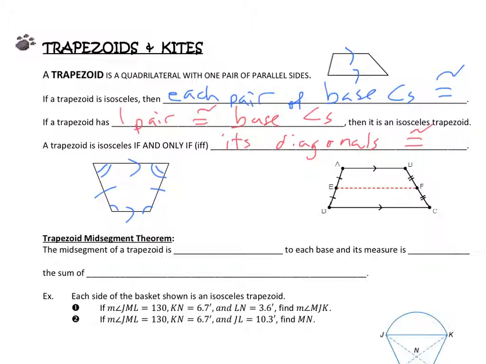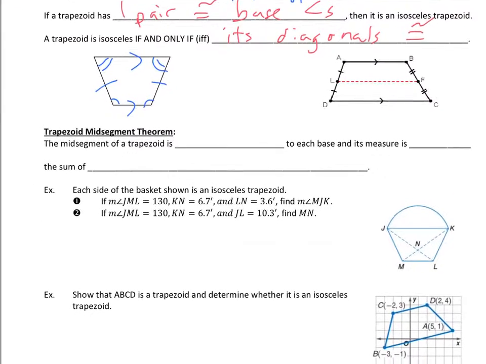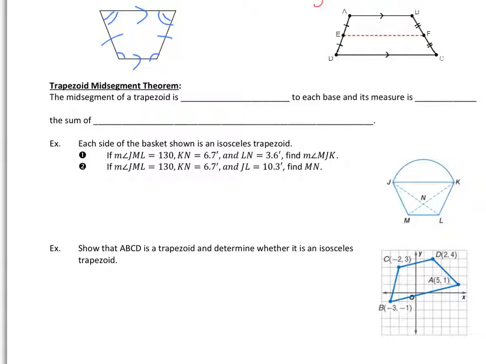So, next thing we're looking at is the trapezoid midsegment theorem. A trapezoid has a midsegment. The midsegment of a trapezoid is parallel. So the midsegment is this red dotted line. It's parallel to the base sides of the trapezoid, the parallel sides, to each base, and its measure is half the sum of the two base lengths.